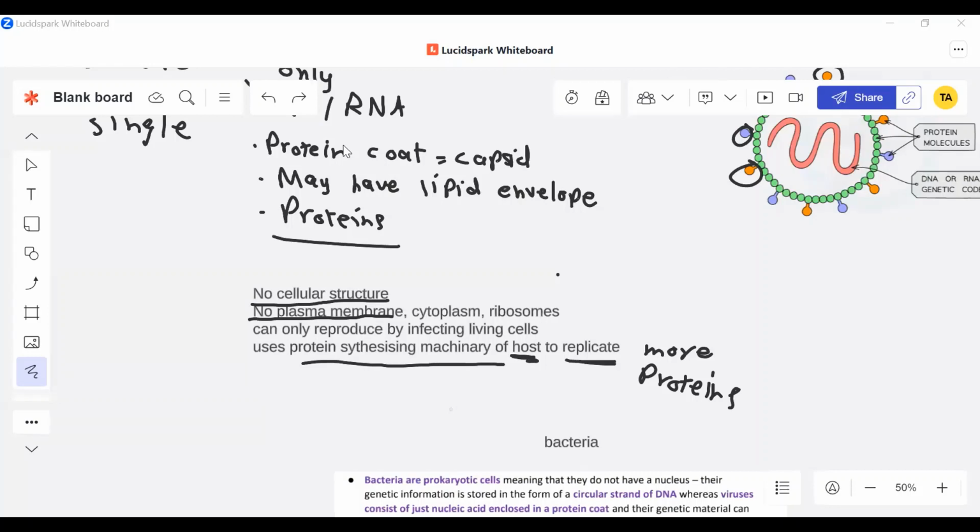They have ribosome. What viruses have ribosome?